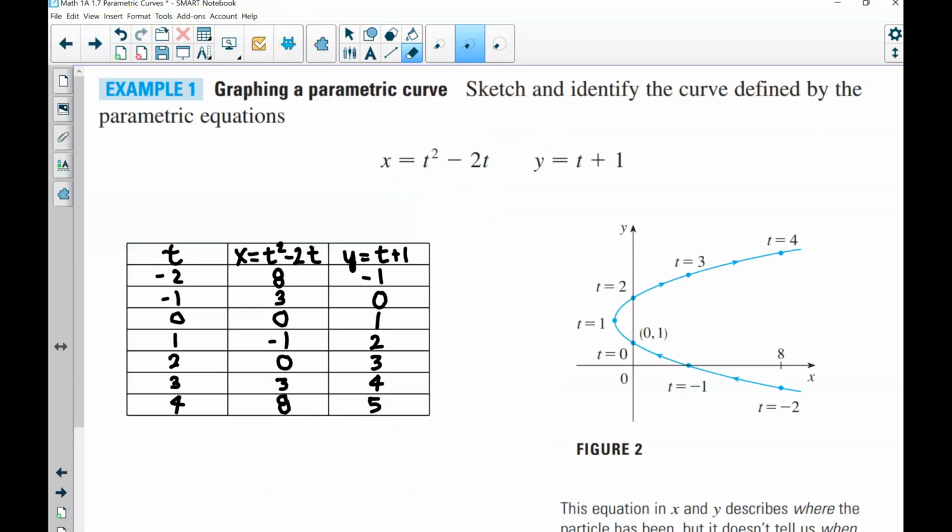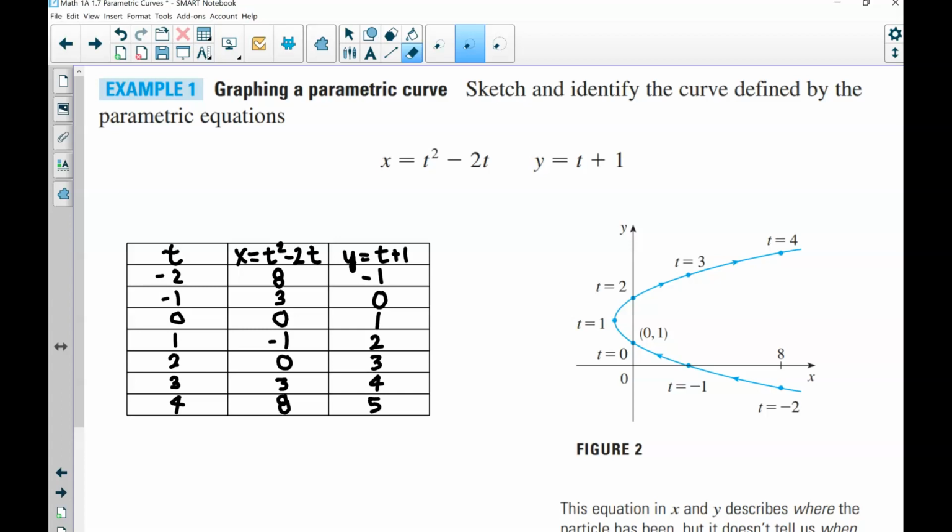So in our first example, we want to be able to graph a parametric curve. In this scenario, we want to be able to sketch and identify the curve defined by the parametric equations. The first parametric equation is x is equal to t squared minus 2t. The second one is y is equal to t plus 1.